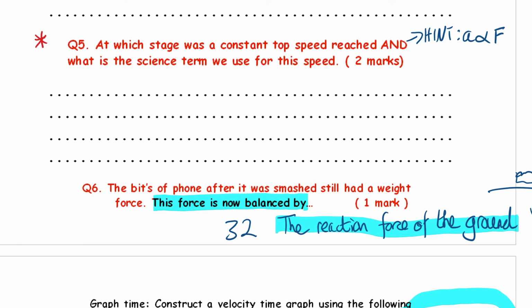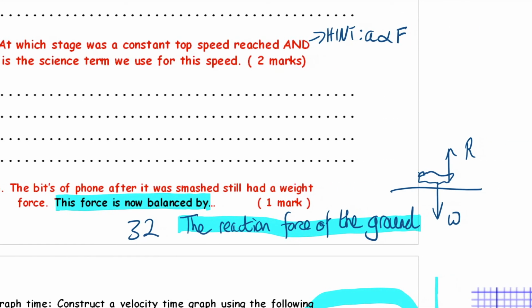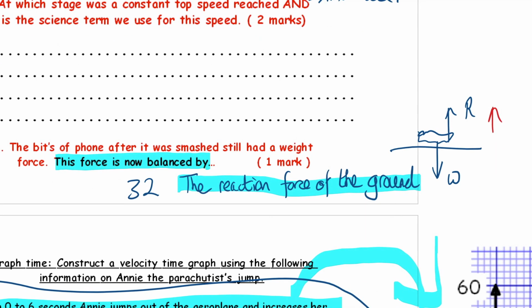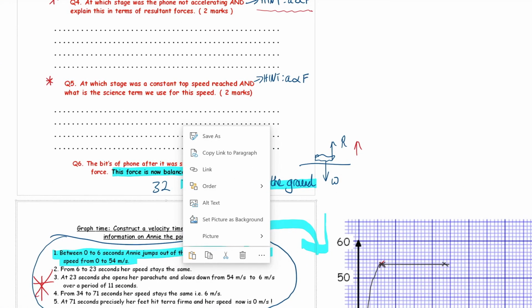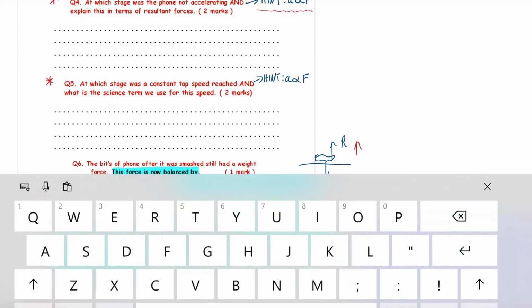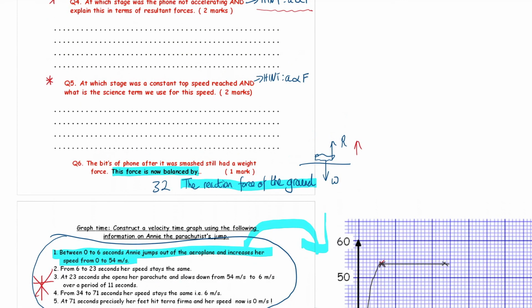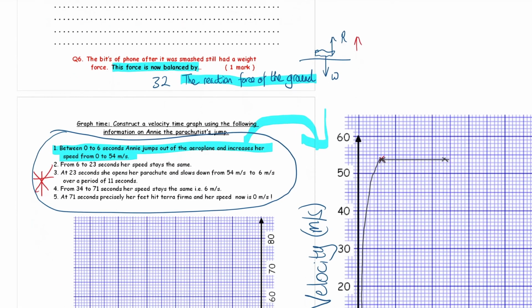Question 6. The bits of the phone after it was smashed still had a weight. This force is now balanced by... Now I've answered this one for you because that was a tricky one. So the bits of the phone on the floor were balanced by the reaction force of the ground acting back up. That's page 32 complete. So just pause the video and complete that page, please.